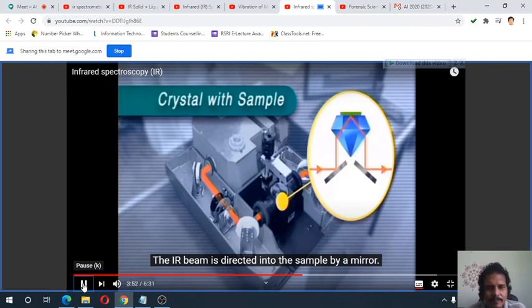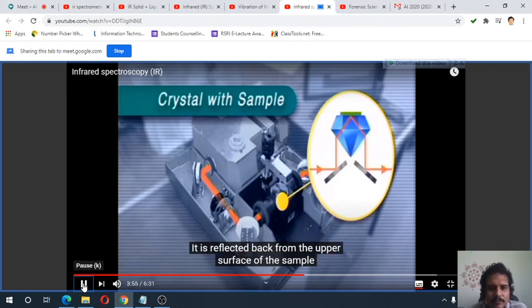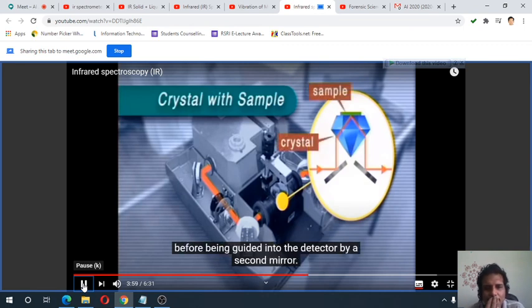IR beam is directed into the sample by a mirror. It is reflected back from the upper surface of the sample before being guided into the detector by a second mirror. This method is called attenuated total reflection, or ATR.